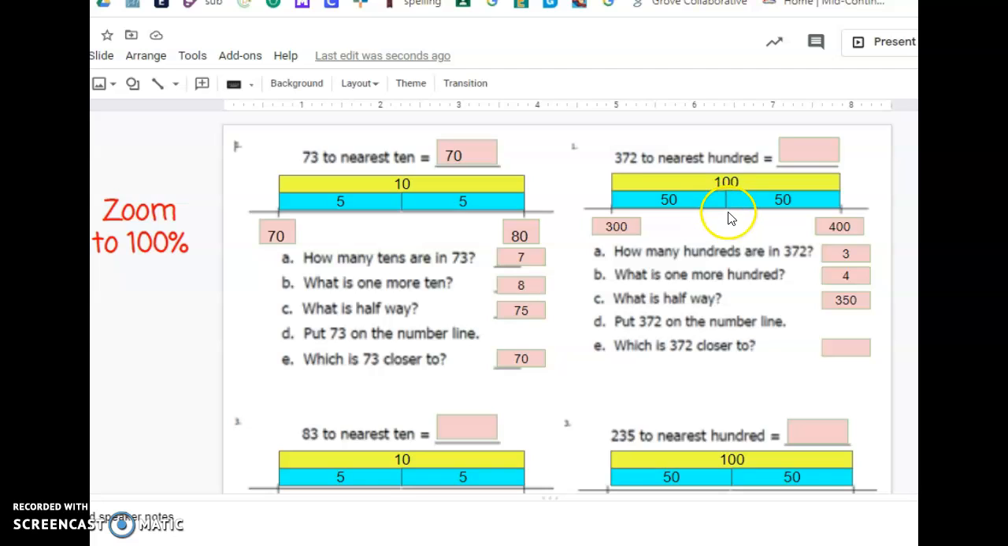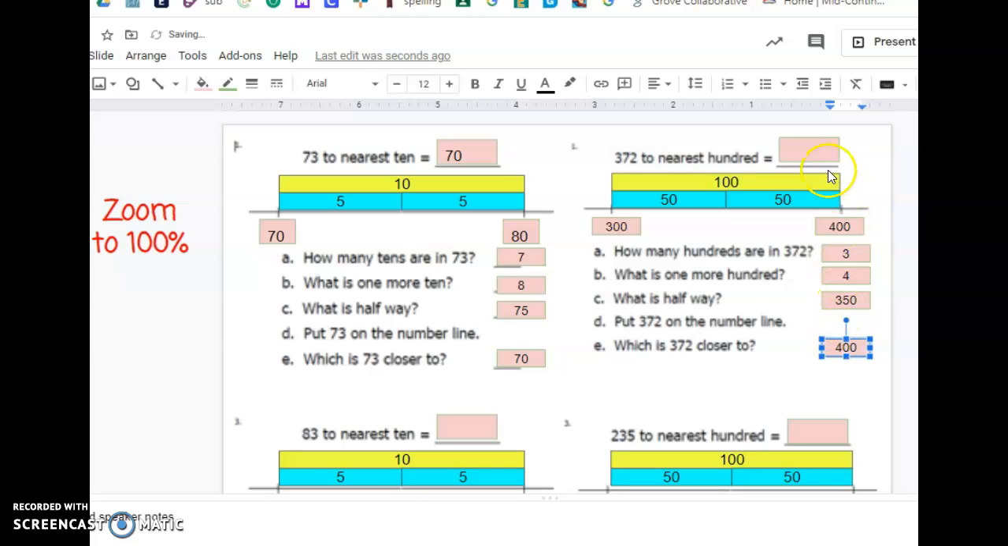If the middle is 350, 372 would come after 350. So is 372 closer to 300 or 400? The answer is it is closer to 400 on the number line. So 372 rounded to the nearest hundred is 400.